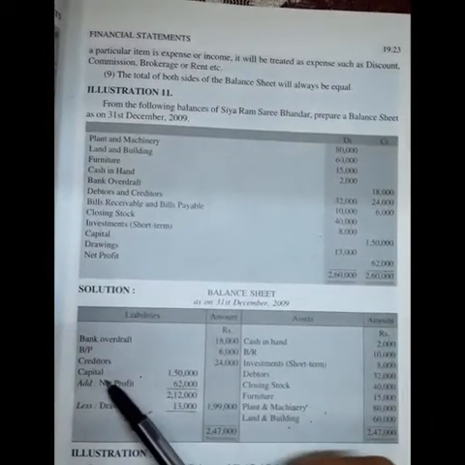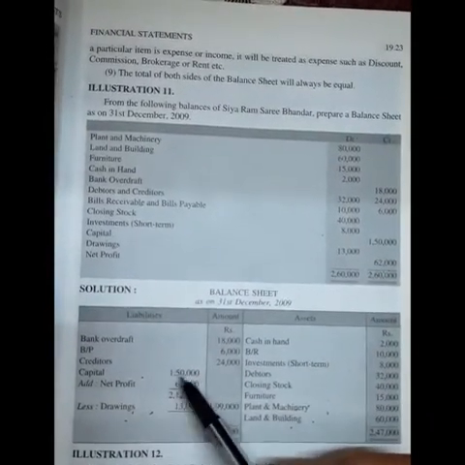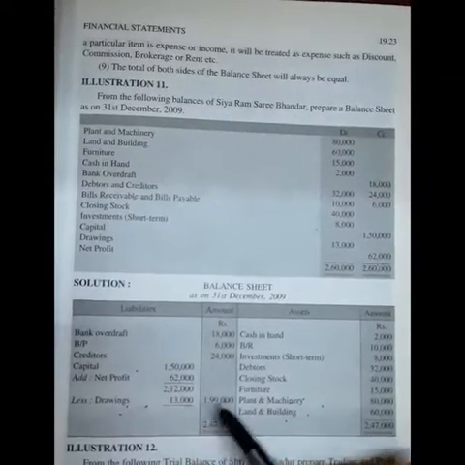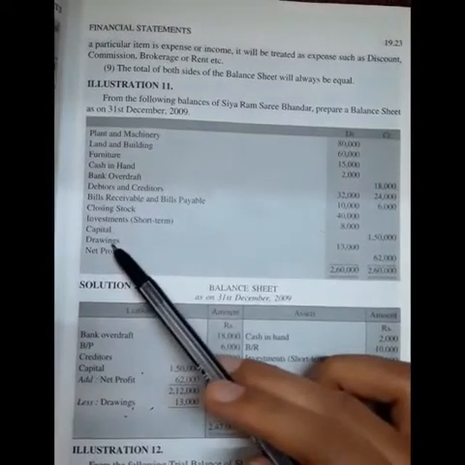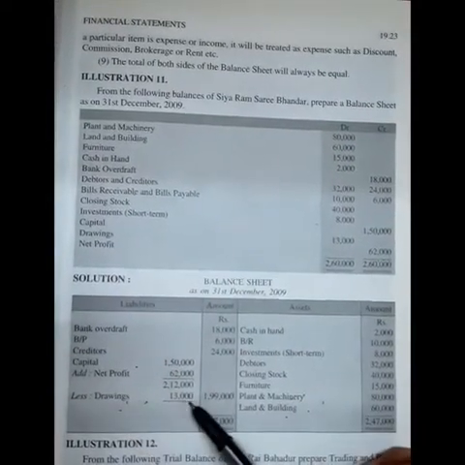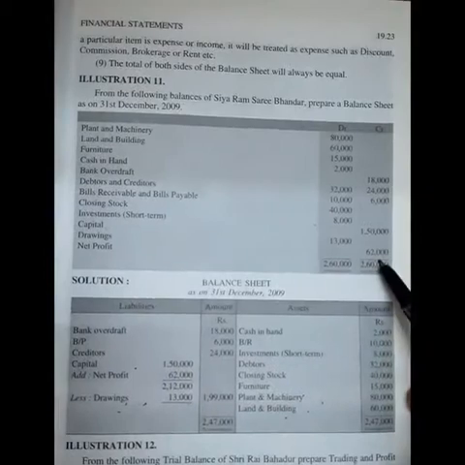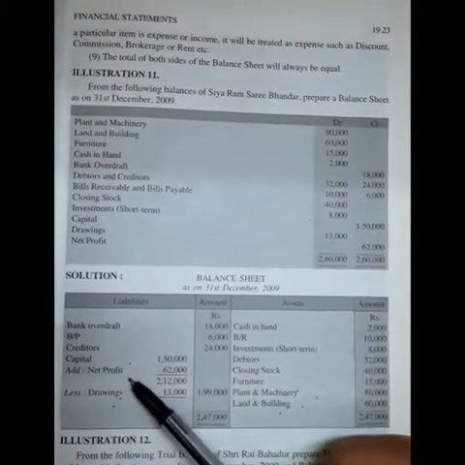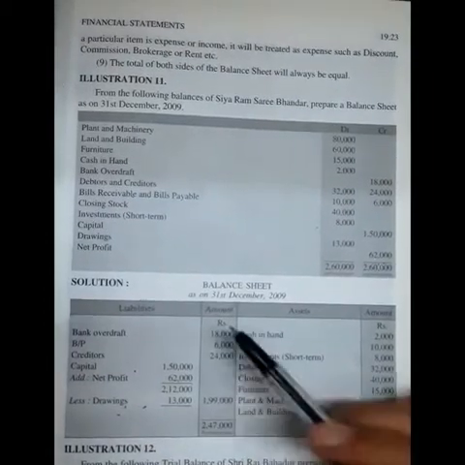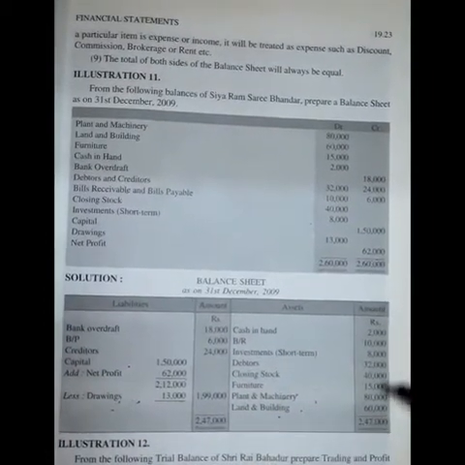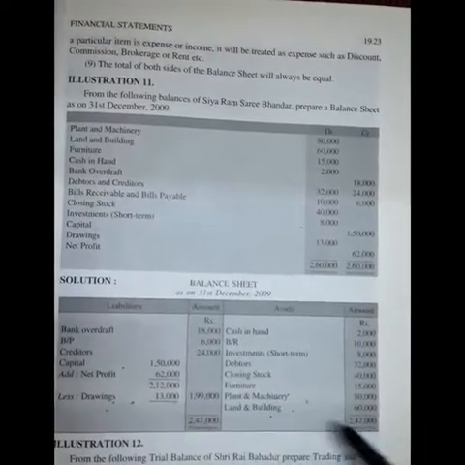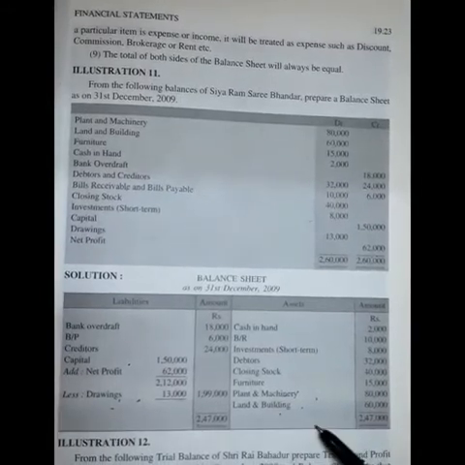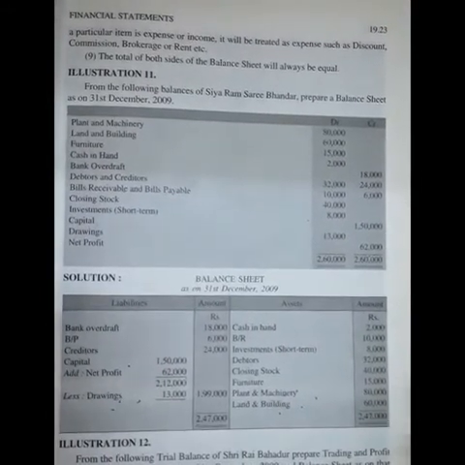Capital is credit, it is shown on the liability side. The amount of capital is always written within this margin and the final amount is to be shown here. We will deduct drawings from here like this, and net profit, which is 62,000, is to be added here. In case there is a net loss, it will be deducted from capital. The final amount is to be shown here. Now when we total this amount and this amount, we will get the same total. When we get the same total, then our balance sheet is said to be correct.